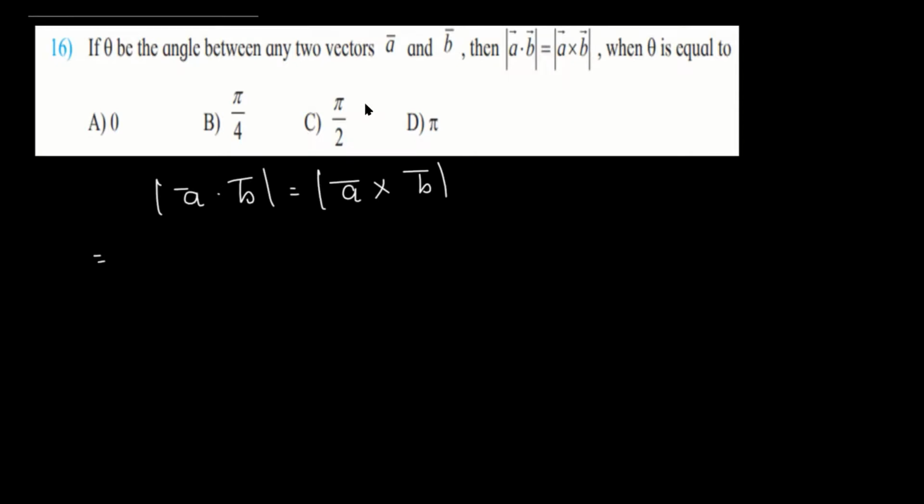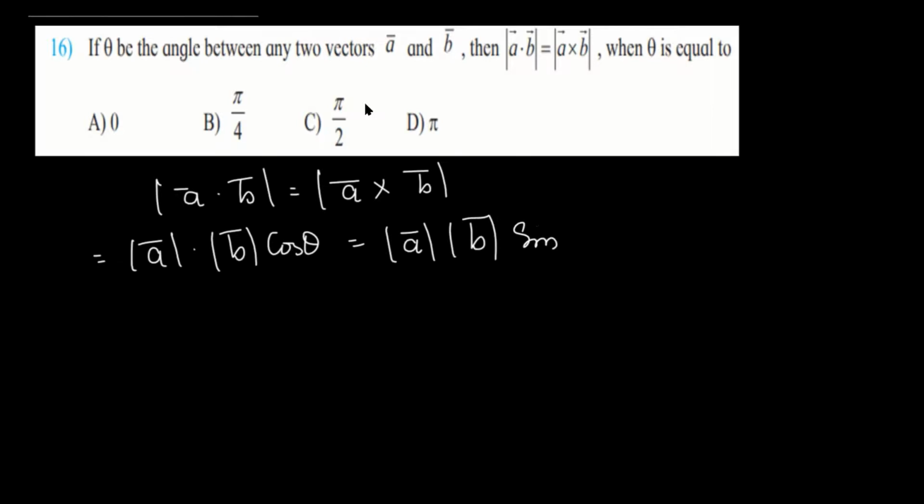Now we know the formula for mod A dot B, it is mod A mod B cos theta. What is the magnitude of A cross B? It is mod A mod B sin theta. Obviously mod A and mod B get cancelled. Cos theta is equal to sin theta. Now for which value of theta are sin and cos equal?